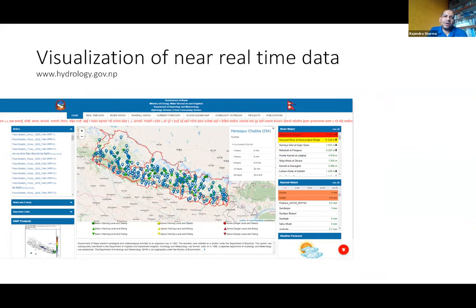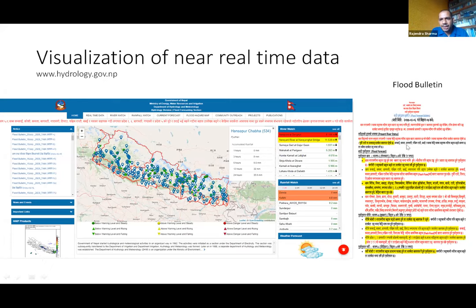So people can view our near real-time data by using www.hydrology.gov.np. On this domain, we can see all the data of water level as well as rainfall. This is the homepage. On this website, we can see real-time data, river watch, water level, rainfall watch, and many others. There are notices. Every day we issue flood warning bulletins, and warning level and danger level can be seen at each and every station. If we click on stations, we can see the current level of that station. And this is the typical flood bulletin, which is written in the Nepali native language.